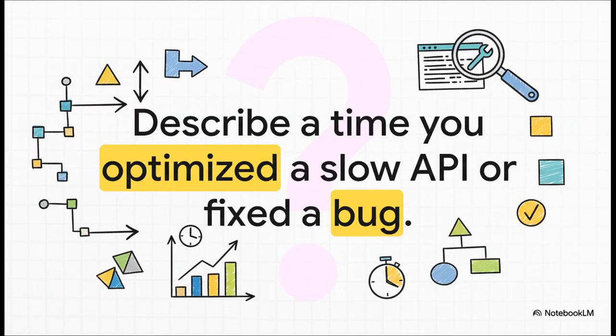Set the scene. What was the problem? Then explain your mission. What were you tasked to do? Walk them through the steps you took. What tools did you use to figure it out? And finally, the big finish. What was the result? If you can say, I made it 80% faster, that's way more powerful. You're showing them how you think, not just what you know.